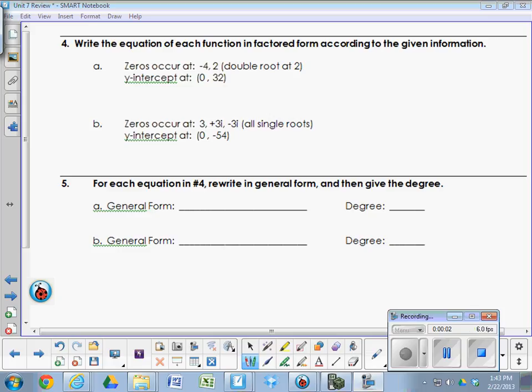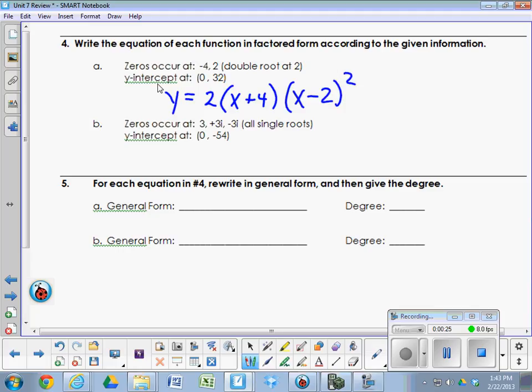In order to do number 5, we should probably recall what our answers were for 4. For 4a, y equals, and what did I get for my a? Was it 2 or negative 2? So it's 2 times (x plus 4)(x minus 2) squared. And for this one, it was 2 times (x minus 3)(x squared plus 9).